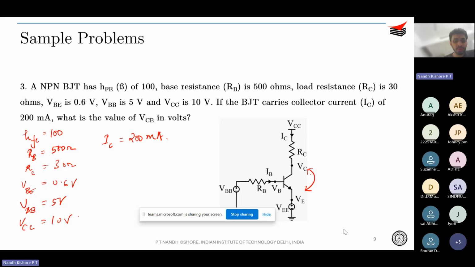First of all, once you know what is your IC and once you know what is your beta, you can of course find out what is IB. IB is going to be IC by beta, that is 200 milli divided by 100, which is going to be 2 milliamps.